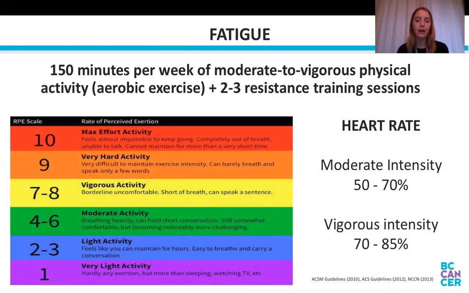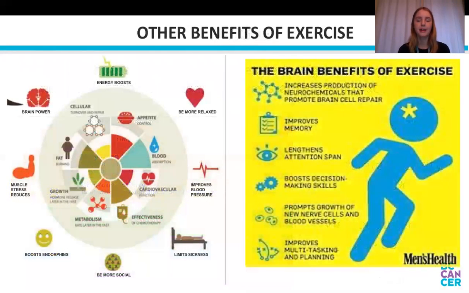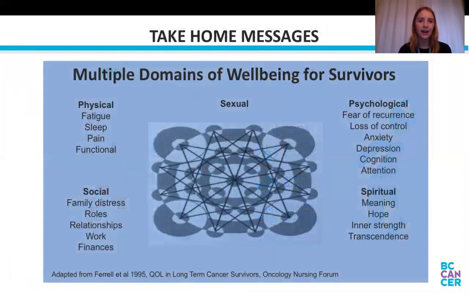And when we talk about moderate to vigorous activity, this is where you can still have short conversations, somewhat comfortable, yet becoming more challenging, to where perhaps you can speak a sentence, but you're feeling short of breath and borderline uncomfortable. That's where the 150 minutes should be. And then here are some other benefits of exercise. It just demonstrates that it really does help with all aspects of life. Some points we haven't talked about today is it can help with feeling more relaxed, being more social, lengthens attention span. Lots of benefits for exercise.